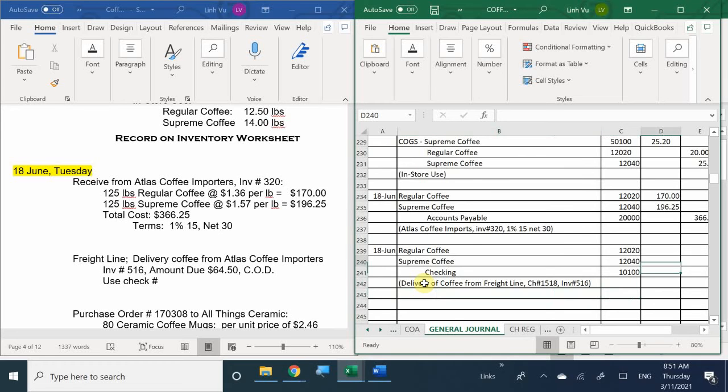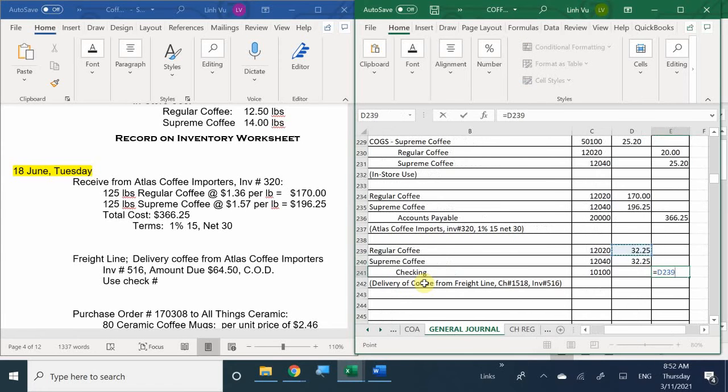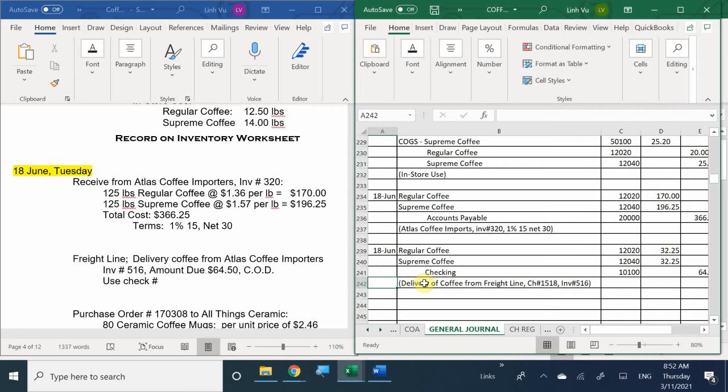Okay. So how much am I going to split to the regular coffee and how much to the Supreme coffee? In this case, if it's based on weight, we're going to divide this in half because we have an equal 125 pounds of regular coffee and 125 pounds of the Supreme coffee. So we got 32.25 on both sides. And once again, your journal should match at 64.50. So what's next?